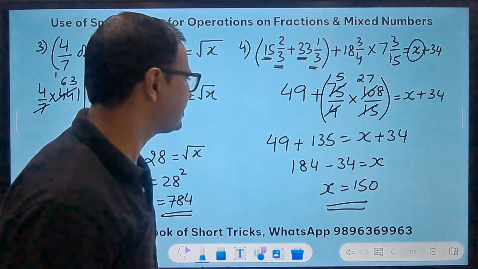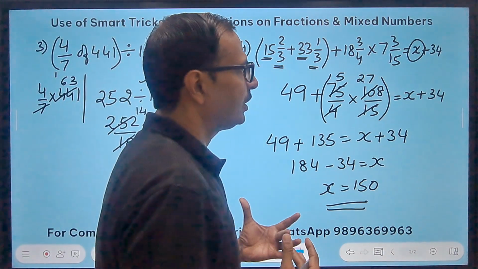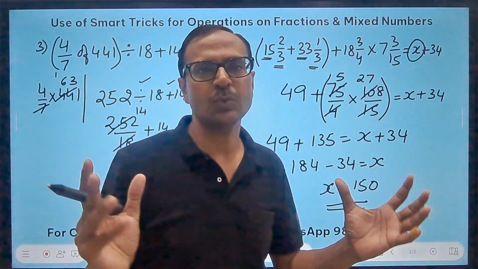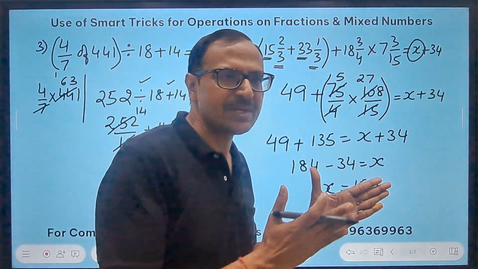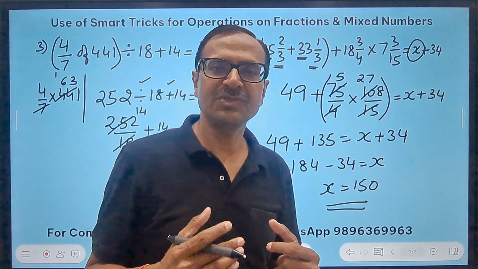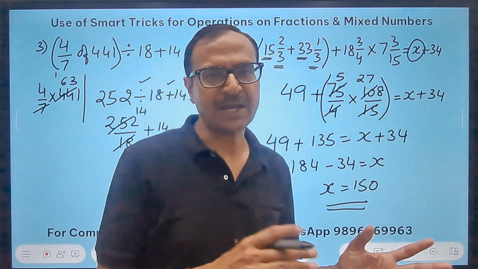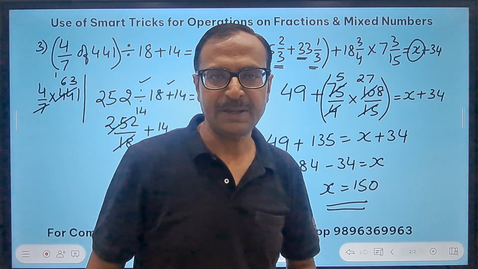So these are some of the simplification problems, for which you need to take up 40-50 such questions and sit at a stretch and check what is the degree of accuracy you are getting, what are the tricks which can help you in actually handling these problems of fractions and mixed numbers effectively.